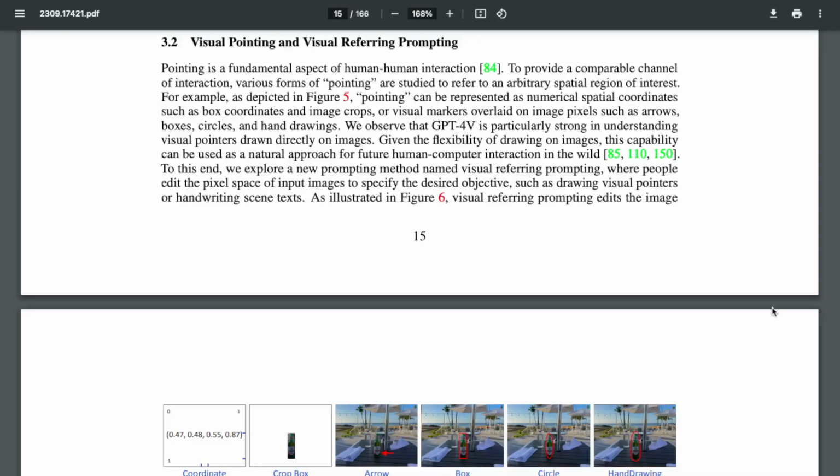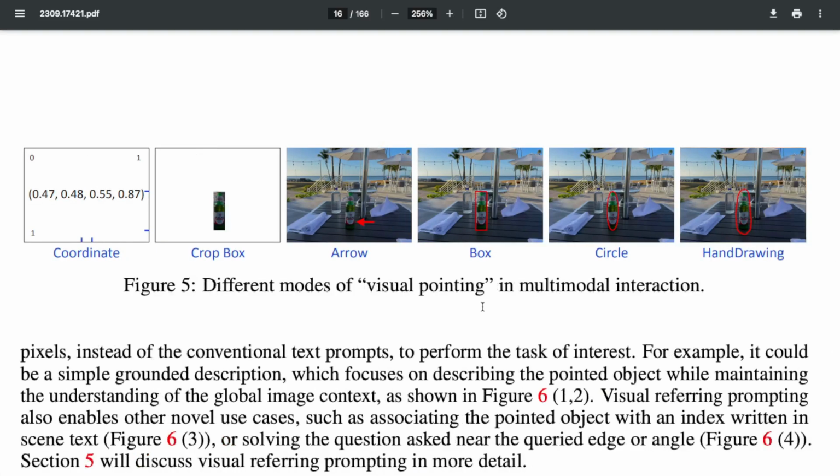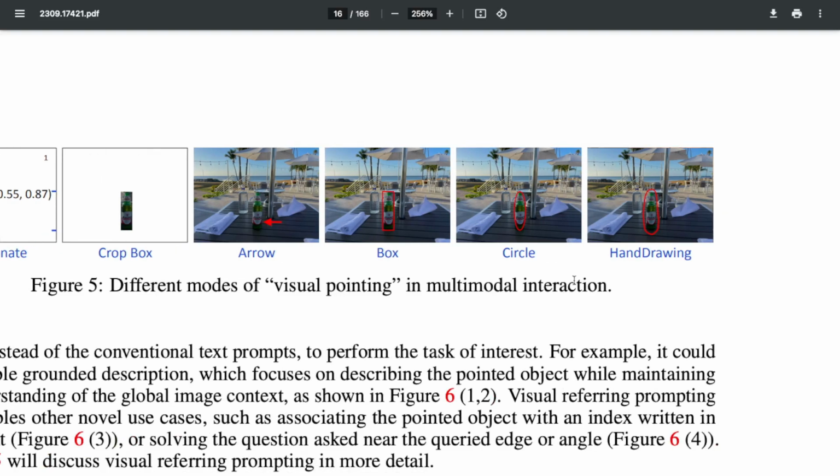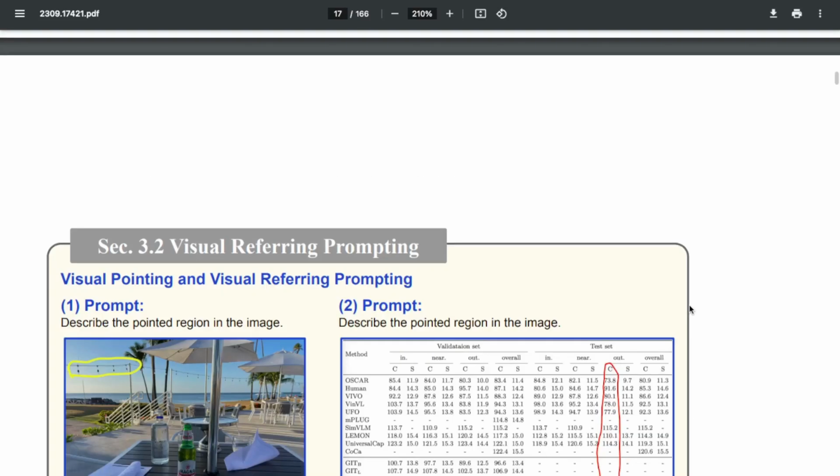Great. So the next example we're looking at is visual pointing and visual referring prompting. So pointing is a fundamental aspect of human-to-human interaction. So for example, if we're talking about identify the bottle, you can give the coordinates, you can crop the image to identify the bottle, you can show the arrow sign or put it in the box, a bounding box or a bounding circle or a hand drawing. So these are different ways of pointing out a specific item or object in an image.